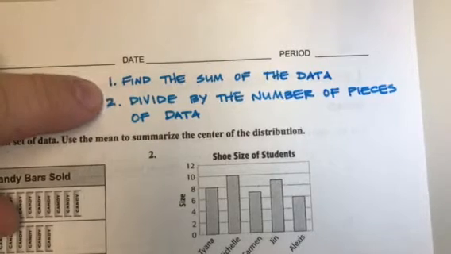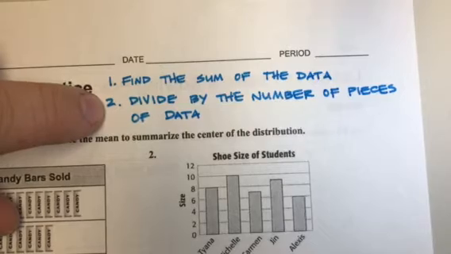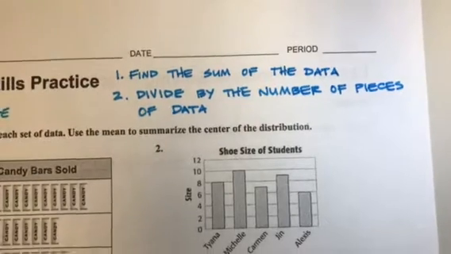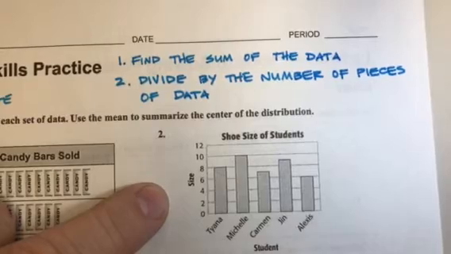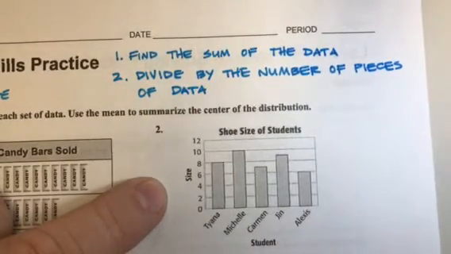You want to find the sum of the data, you want to add them up, and then you want to divide by the number of pieces of data that there is. So I'm just going to work a couple of these to make sure that we've got these two steps down.